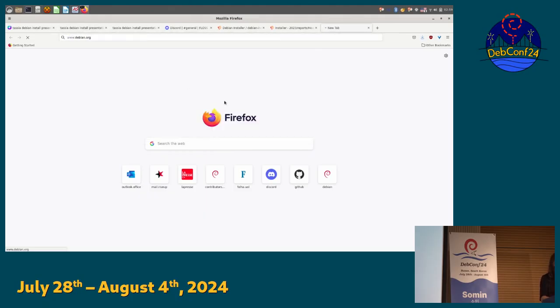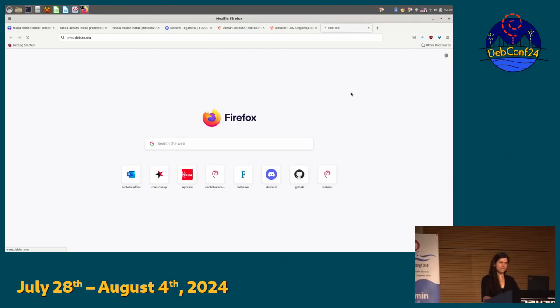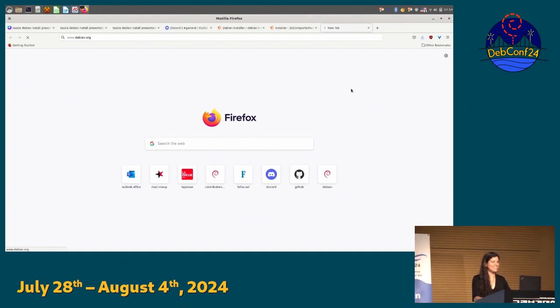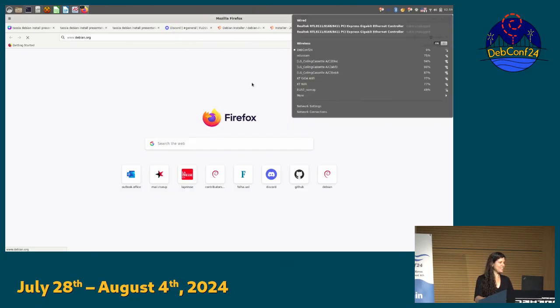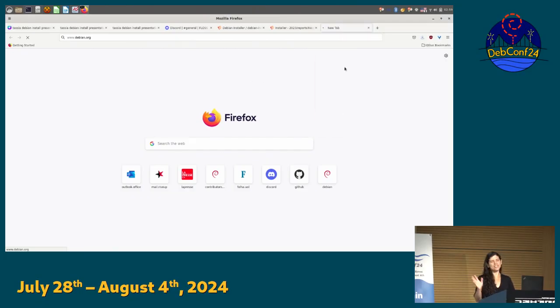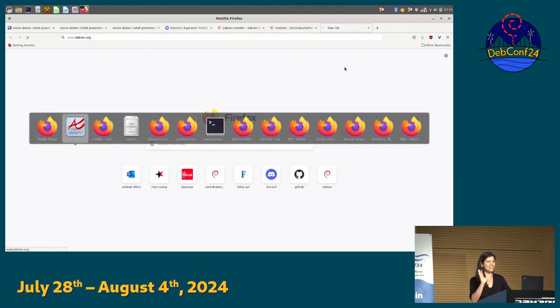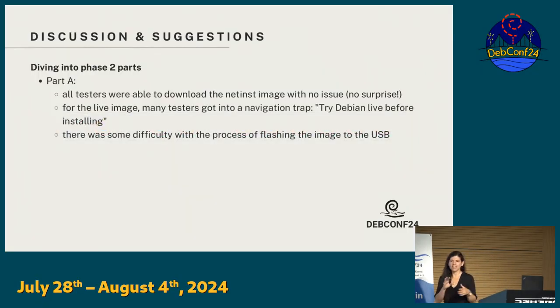So if you go on the Debian website, yeah, demonstrations. Well, my network is... I think we don't need that, right? So I'll just leave it like that for now, but at the end I can try to show.